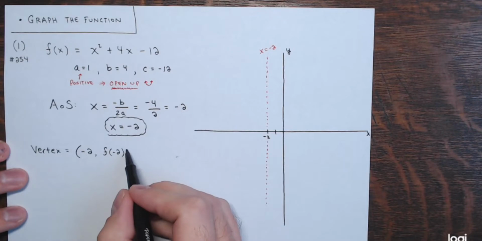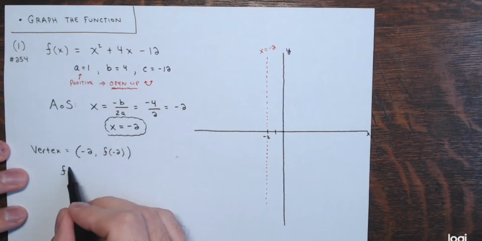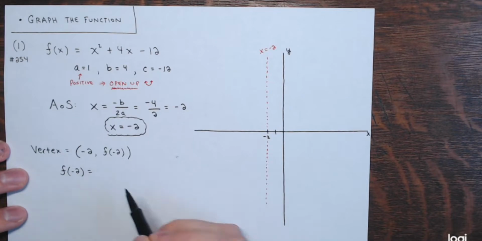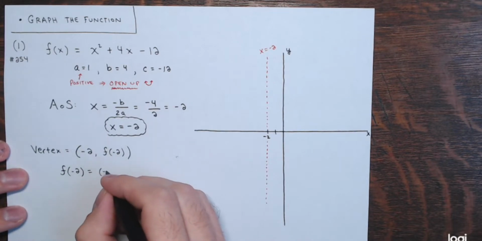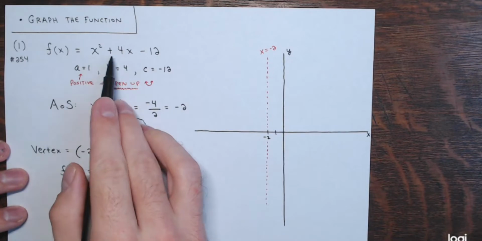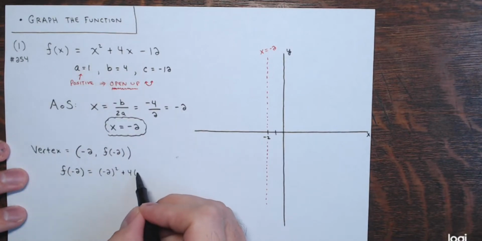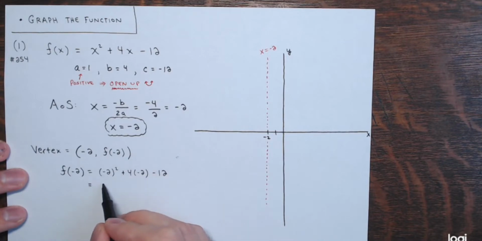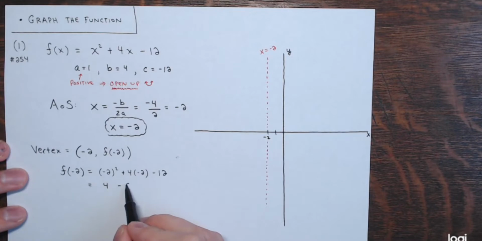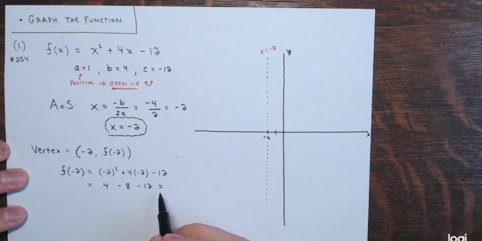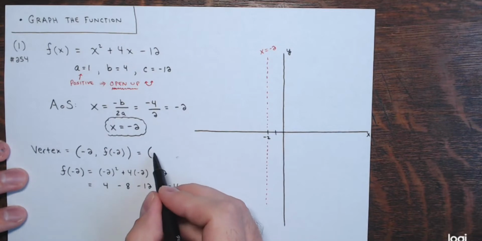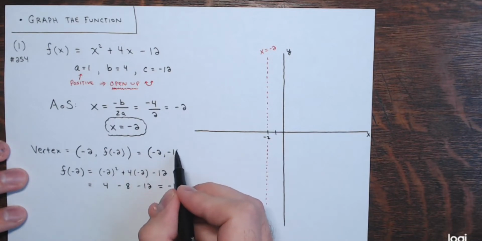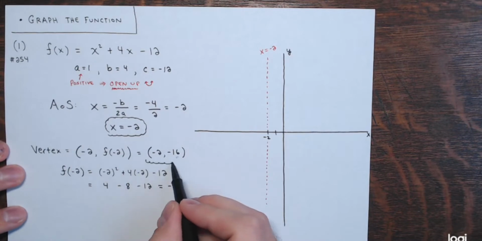So I need to plug negative 2 into this function and see what the output is. That'd be negative 2 squared, plus 4 times negative 2, minus 12. This is 4, plus negative 8, so minus 8, and then minus 12. This is negative 16. So the vertex is at the point negative 2, negative 16. And again, I'll bubble this.